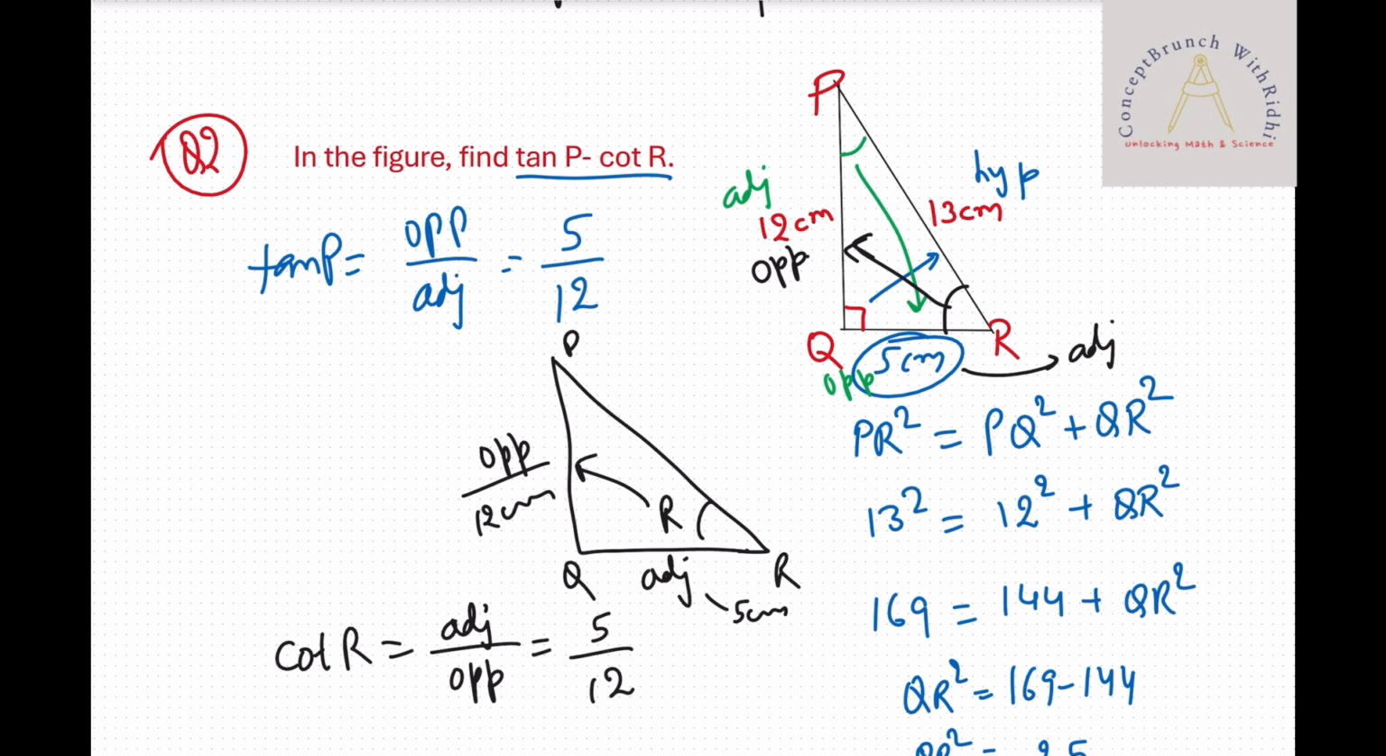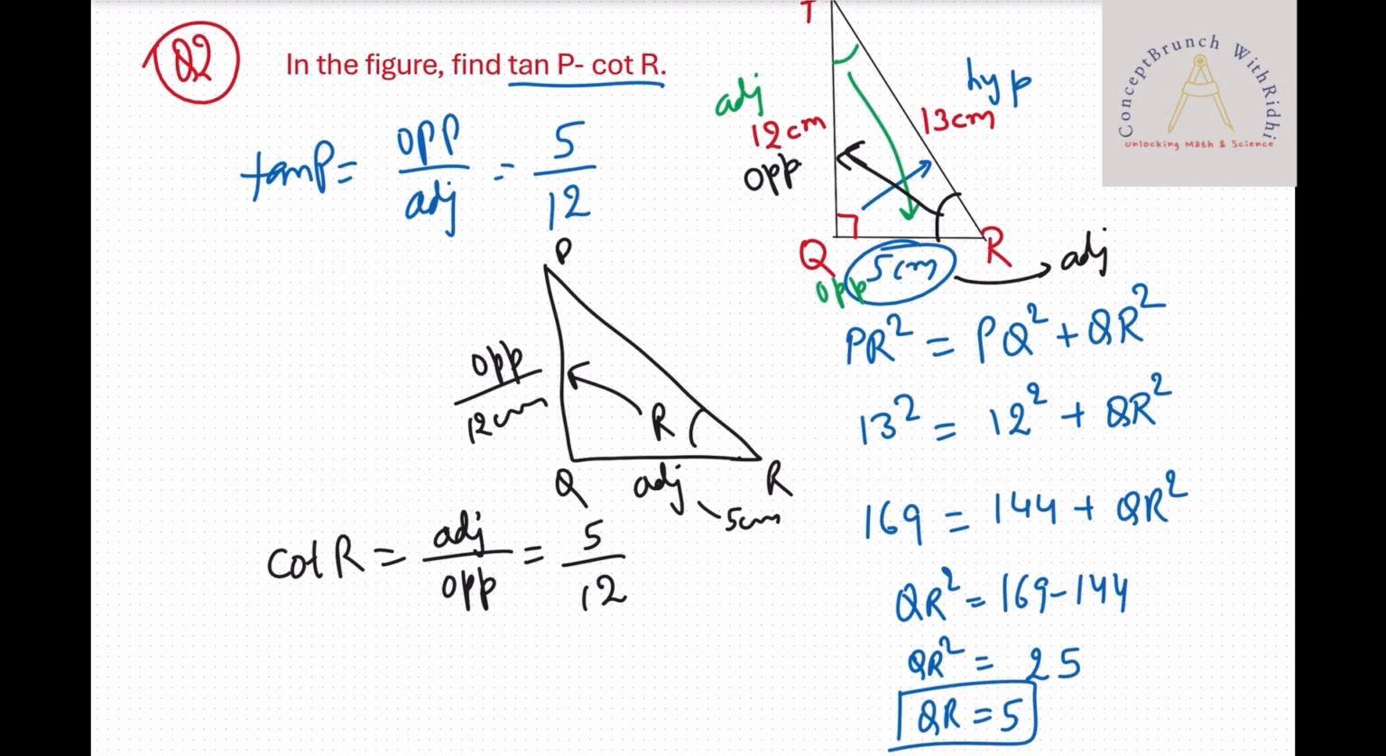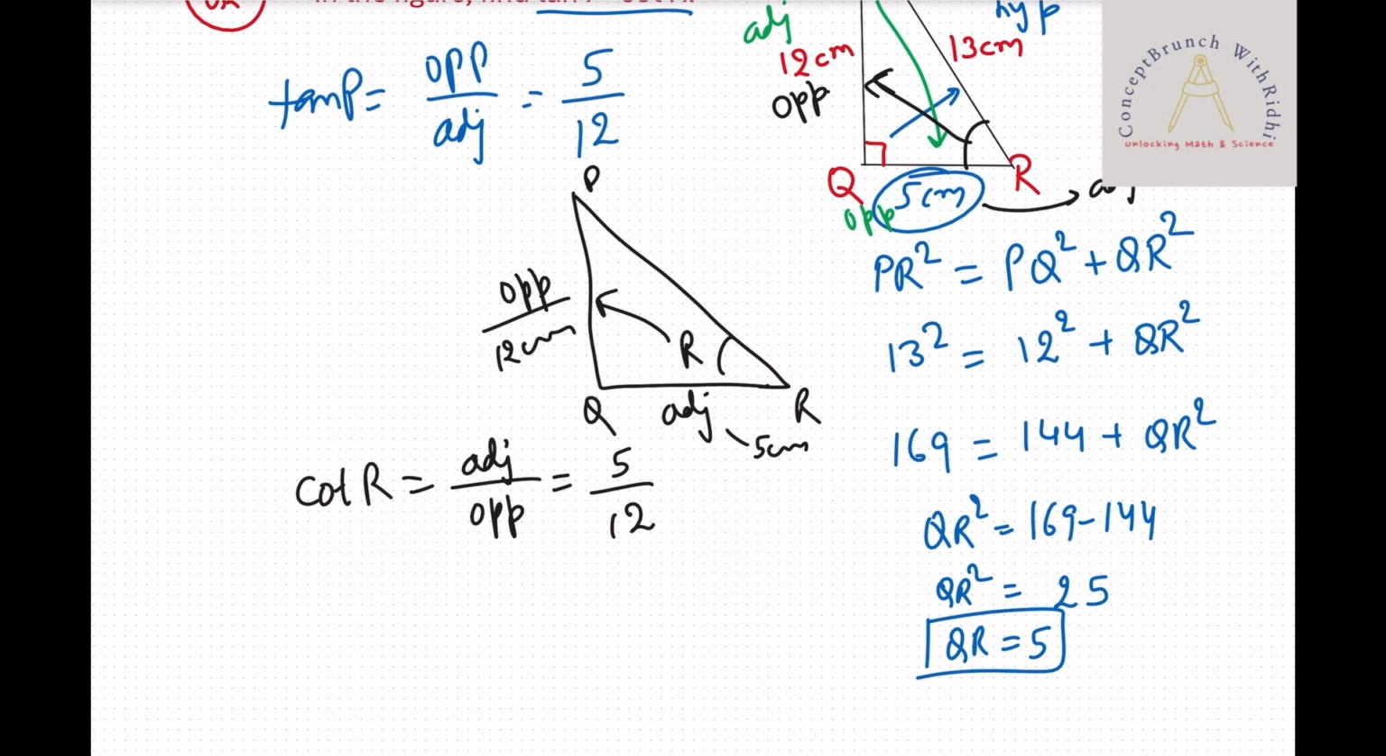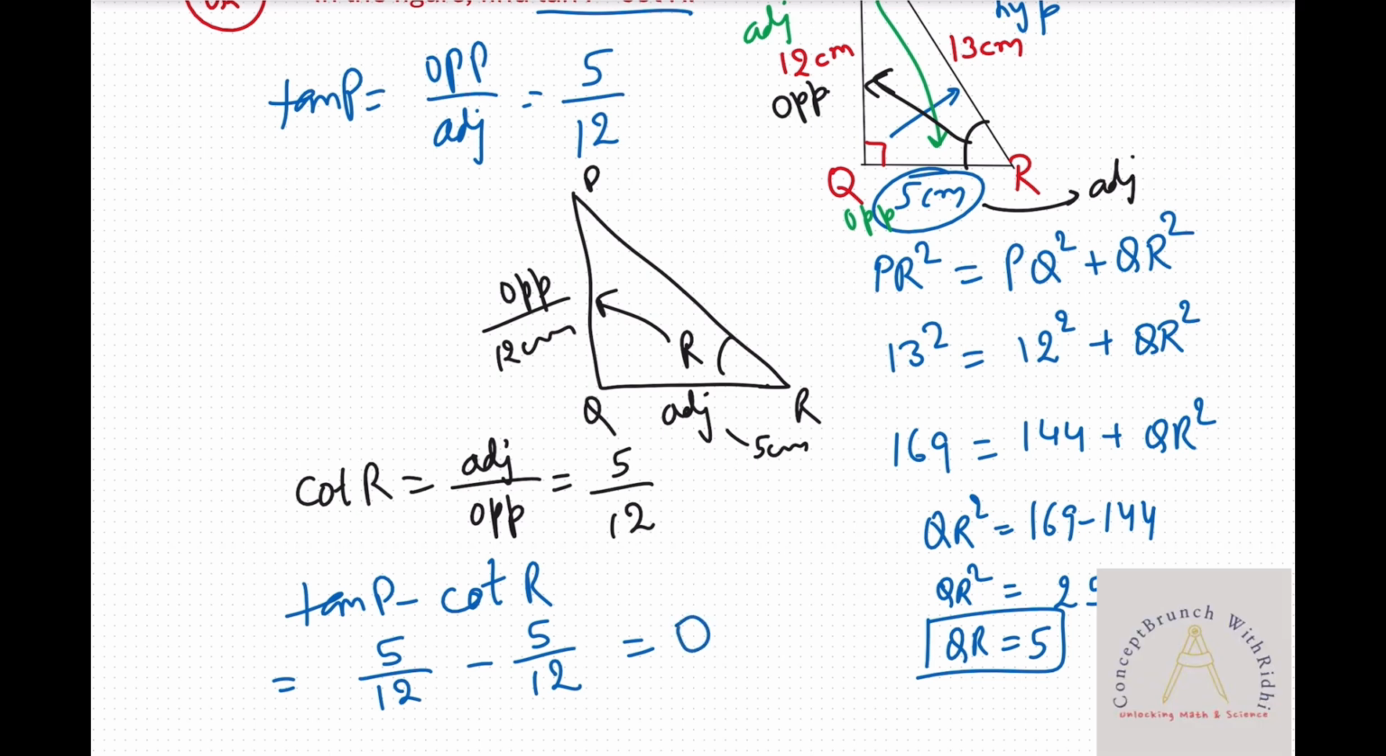Now just put in what they said to find tan P minus cot R. So the tan P minus cot R. What is the tan P value? We got it. 5 divided with 12 minus 5 divided with 12. So value will be 0. When you'll be like expert in the trigonometry, then you can write this answer directly 0 for the particular question. We'll understand why later on.